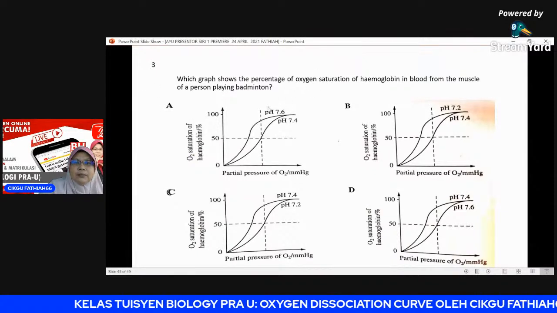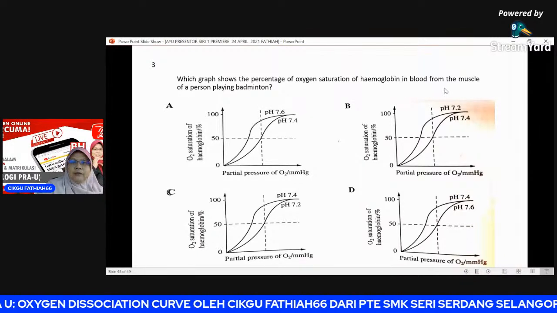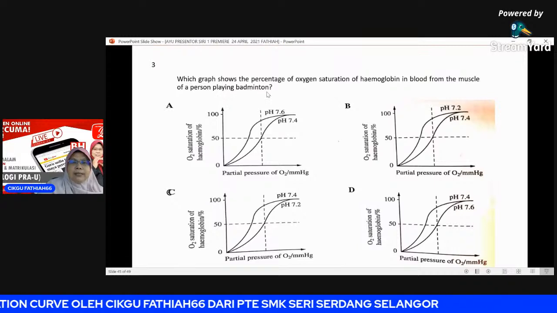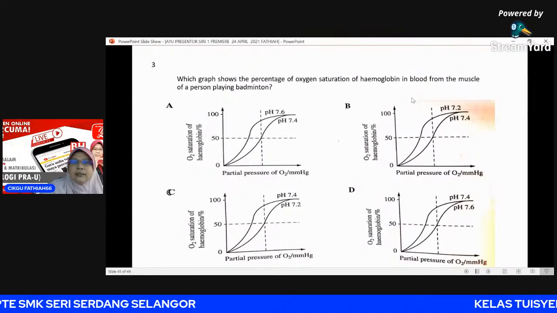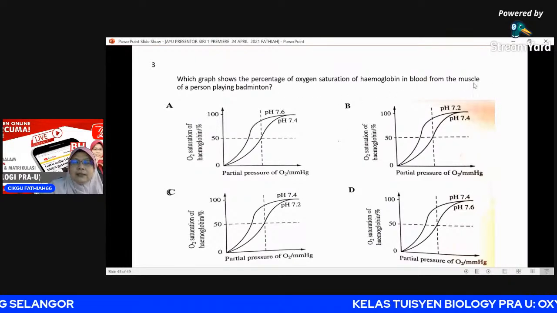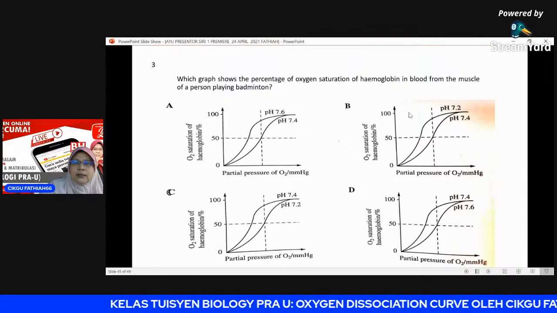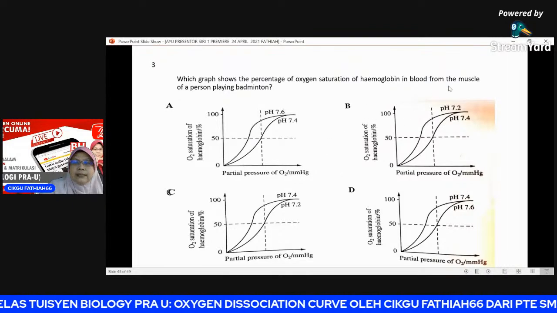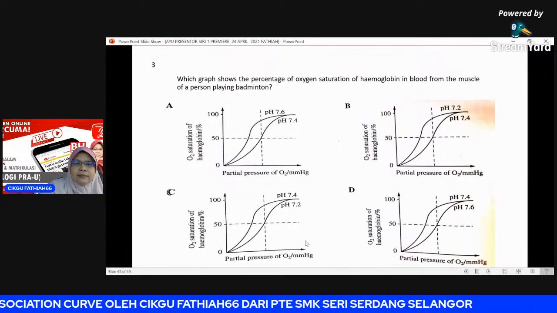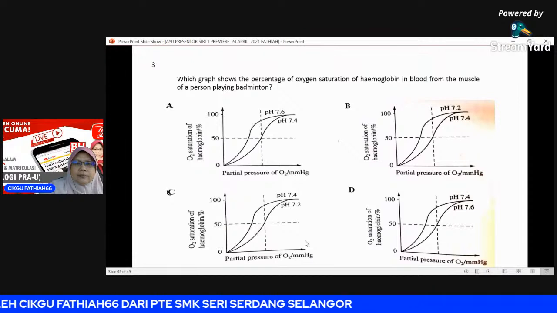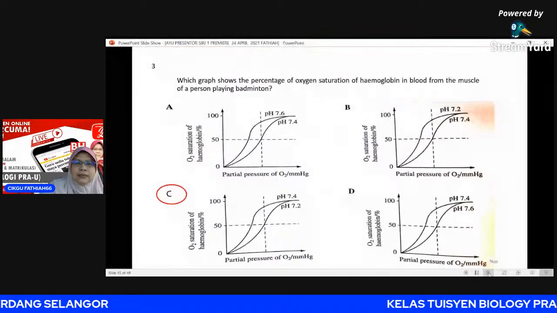Part 2 is Bohr effect. Which graph shows the percentage of oxygen saturation of hemoglobin in the blood from the muscle of a person playing badminton? Muscle of a person playing badminton. Bohr effect means the graph must show the hyperbolic shape, muscle, myoglobin. Which one is the correct answer? Okay, C. The answer is C.